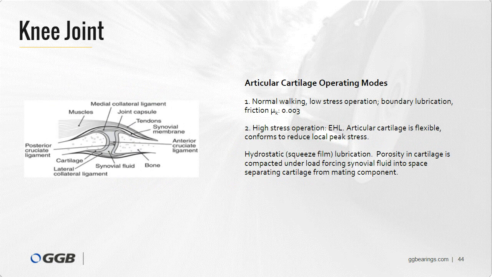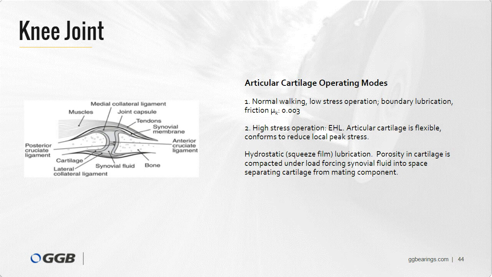As humans, our knee joint operates under a ton of conditions, so let's consider a few. We'll start with a low-stress operating condition like normal walking. You can just picture your favorite actress walking down the red carpet. It's a low-stress condition, and the knee joint operates in boundary lubrication with low friction.